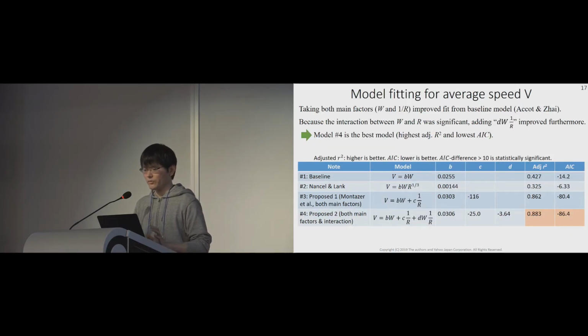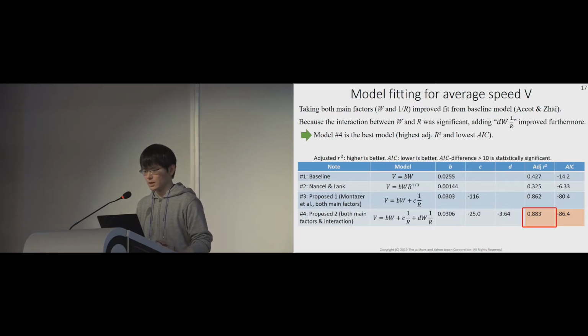And this is a model fitness result of the average movement speed. We used adjusted R-squared and AIC values as the model fitness indicators. First, models number 1 and number 2 do not show good fitness. The adjusted R-squared values are less than 0.5. But in contrast, when we take path width and curvature into account, the average speed can be more accurately predicted.